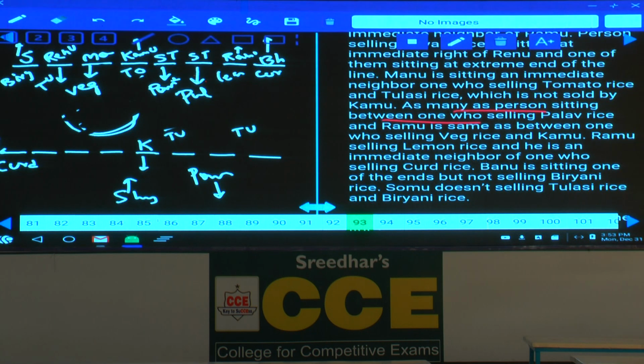Then Ramu is selling lemon rice and is an immediate neighbor of the one who is selling curd rice. Panu is seated at an extreme end but not selling biryani. Somu is not selling tulsi rice, and Somu is not selling biryani. So how many possibilities do we have? We have 2 possibilities for this. Done with this? Now the positions of these 2 persons cannot be identified at all.